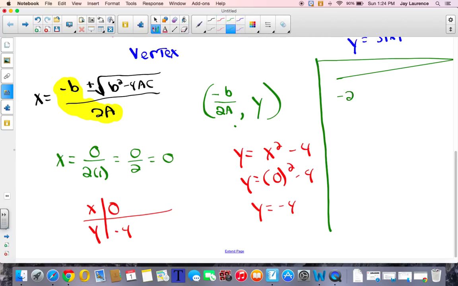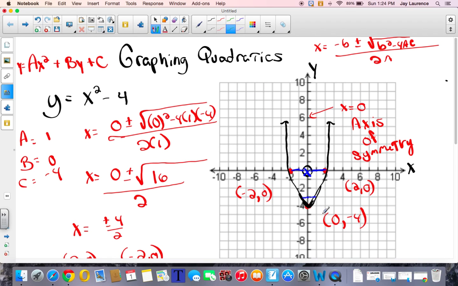We're at negative 2 and positive 2. What happens if you average them? You get 0, don't you? And you notice we got 0 for the x coordinates. Yeah. The negative b over 2 is just like averaging the two x-intercepts.